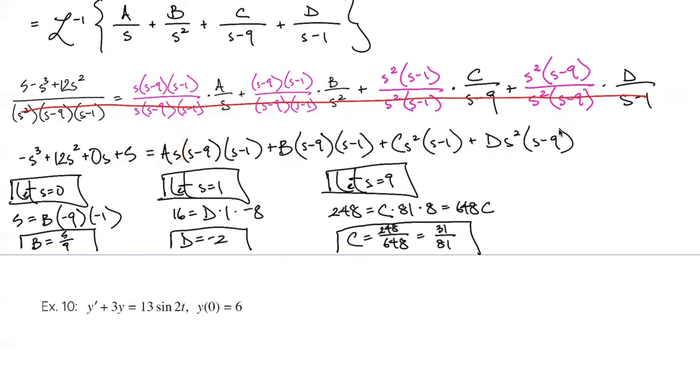But at the end of the day, when you crank through all of that, you should find that A is 50 over 81. This last one does take a little bit more work.